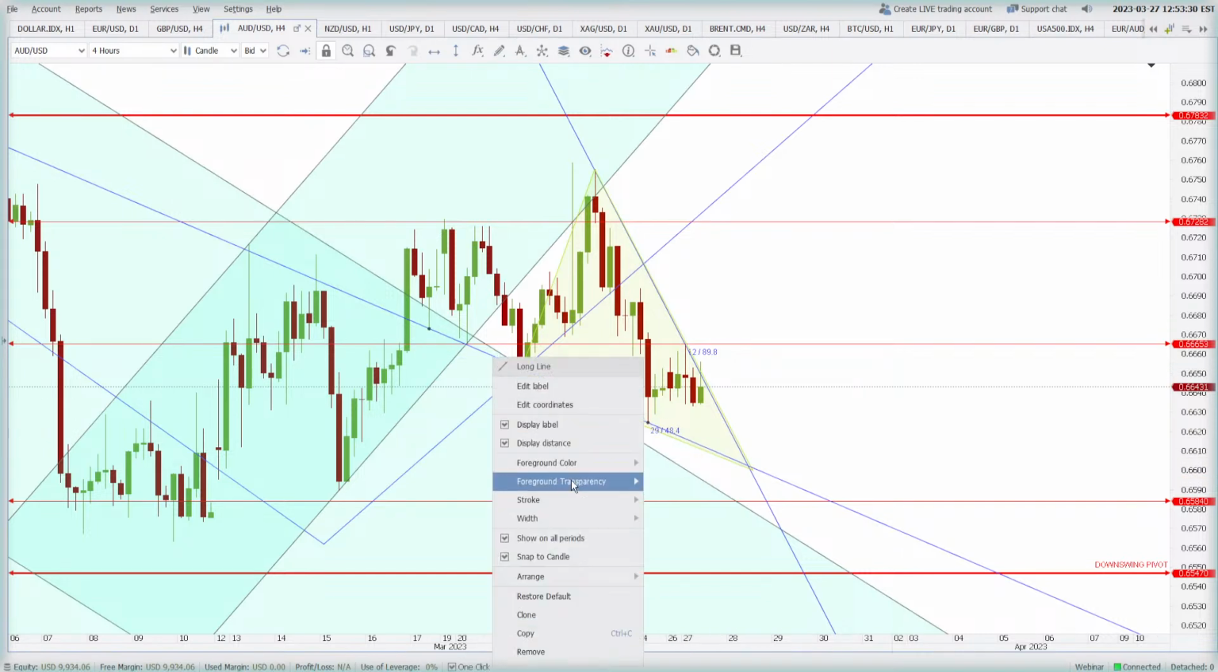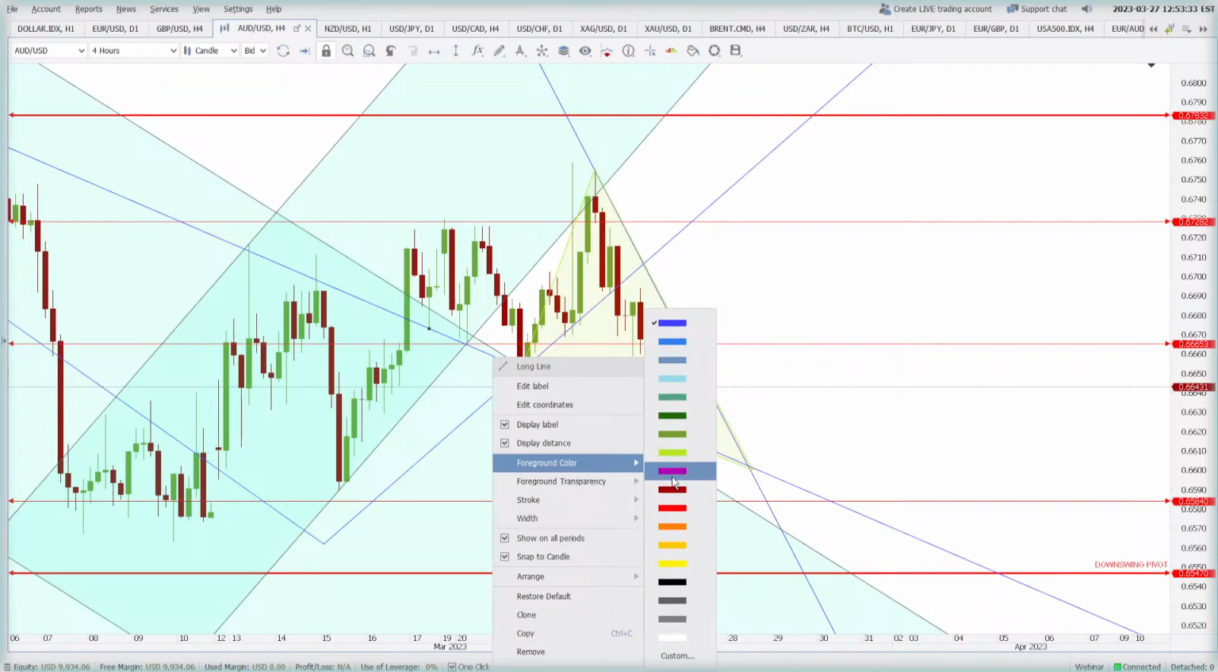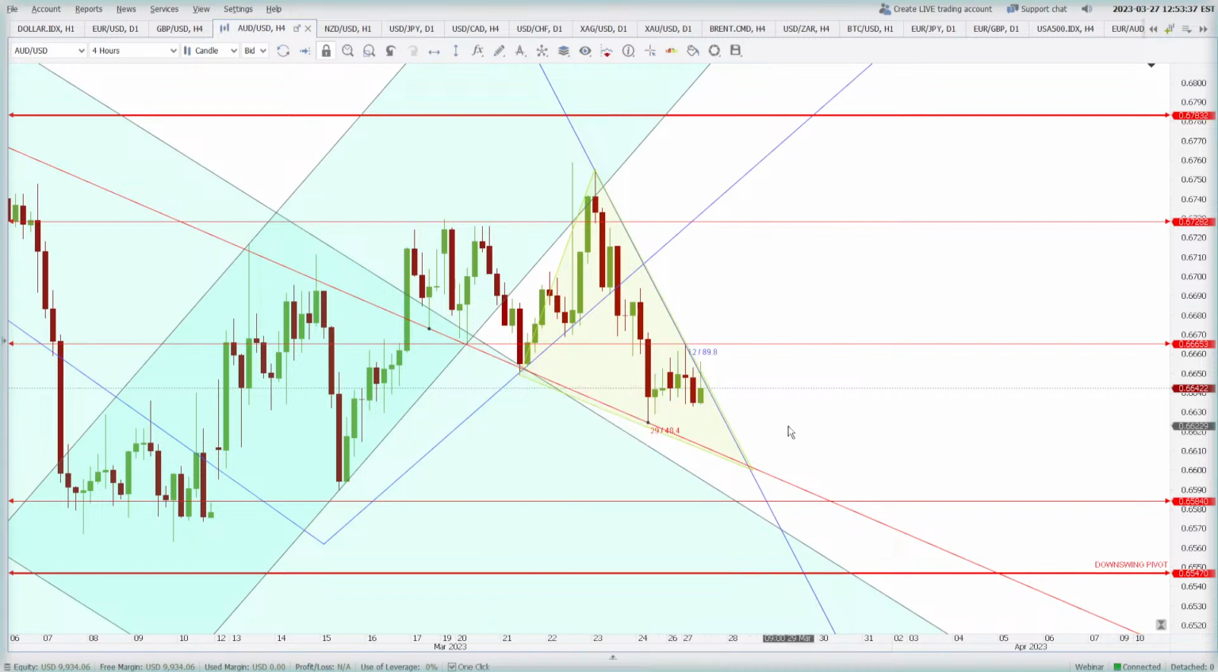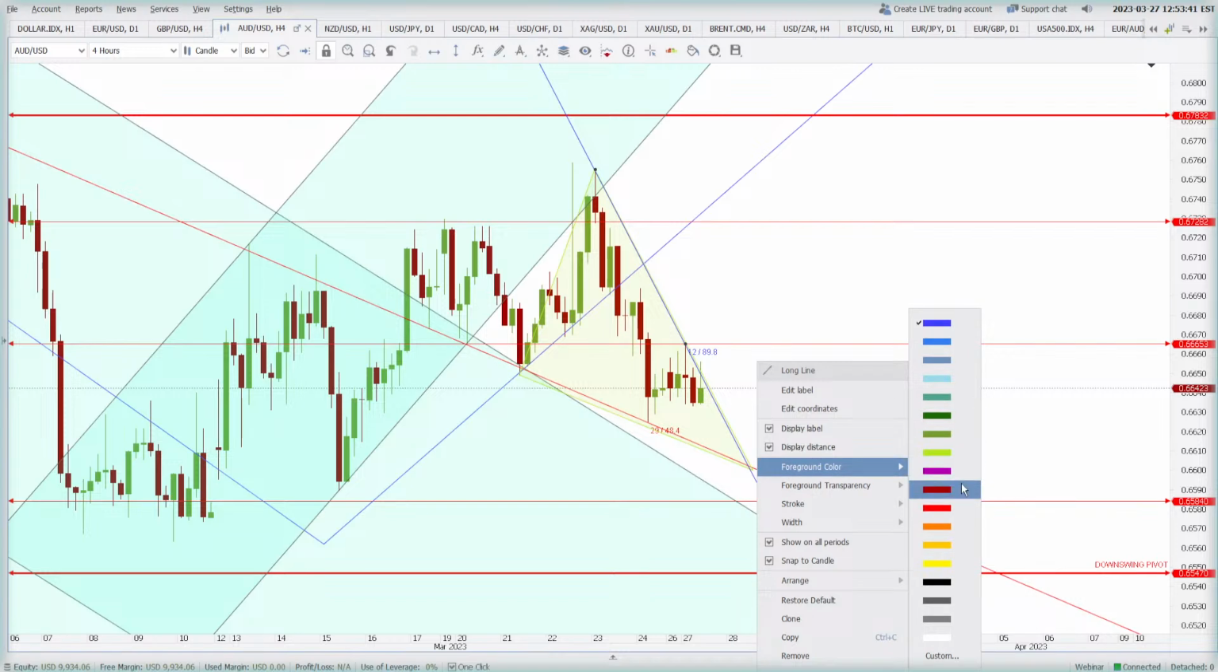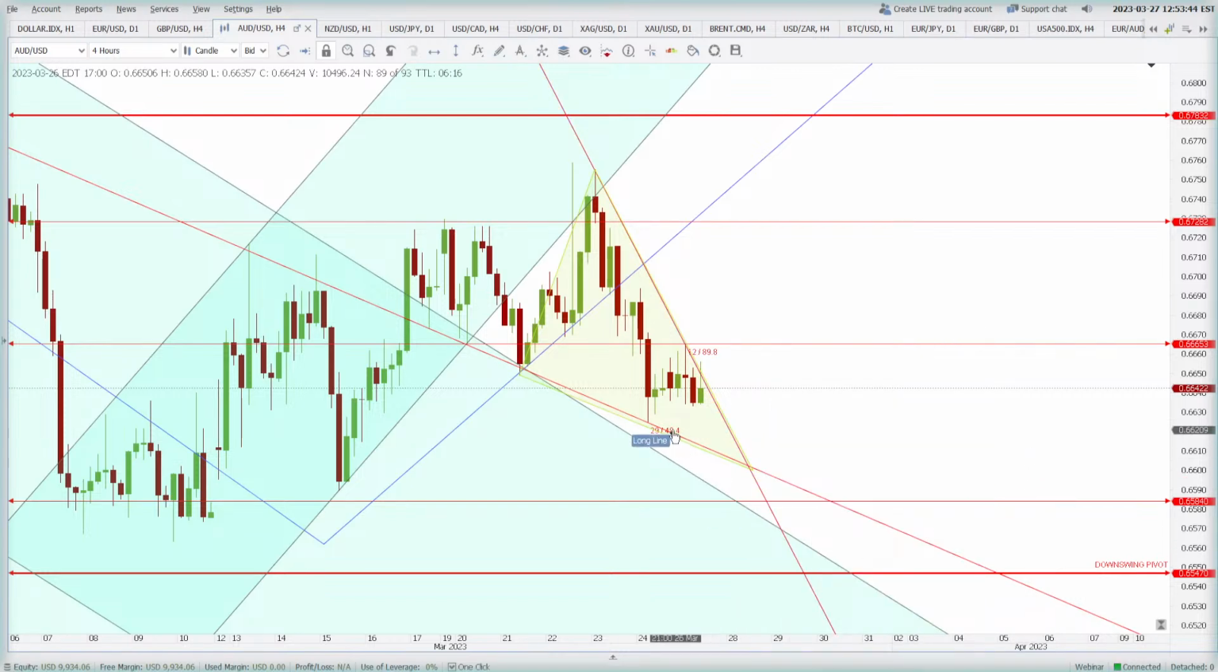So I will turn these colors into a different one, maybe red, so that we have a clear image of what I'm talking about. Okay, now it's better.